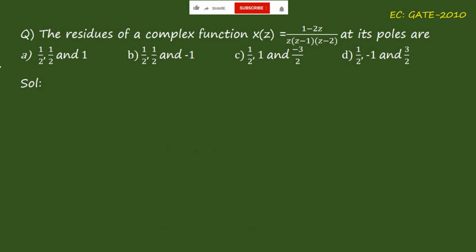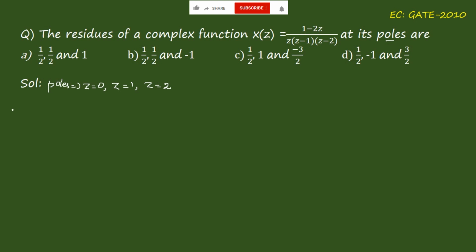Now coming to the next question. The question is, the residue of a complex function f of z is equal to (1 minus 2z) by z into (z minus 1) into (z minus 2), at its poles, okay. Now first we'll find the poles of it. Poles are nothing but, in the denominator we have z is equal to 0 and z is equal to 1 and z is equal to 2, right? So these are the poles and we have to find the residue for each pole, right? Now the function is given as (1 minus 2z) by z into (z minus 1) into (z minus 2), right?